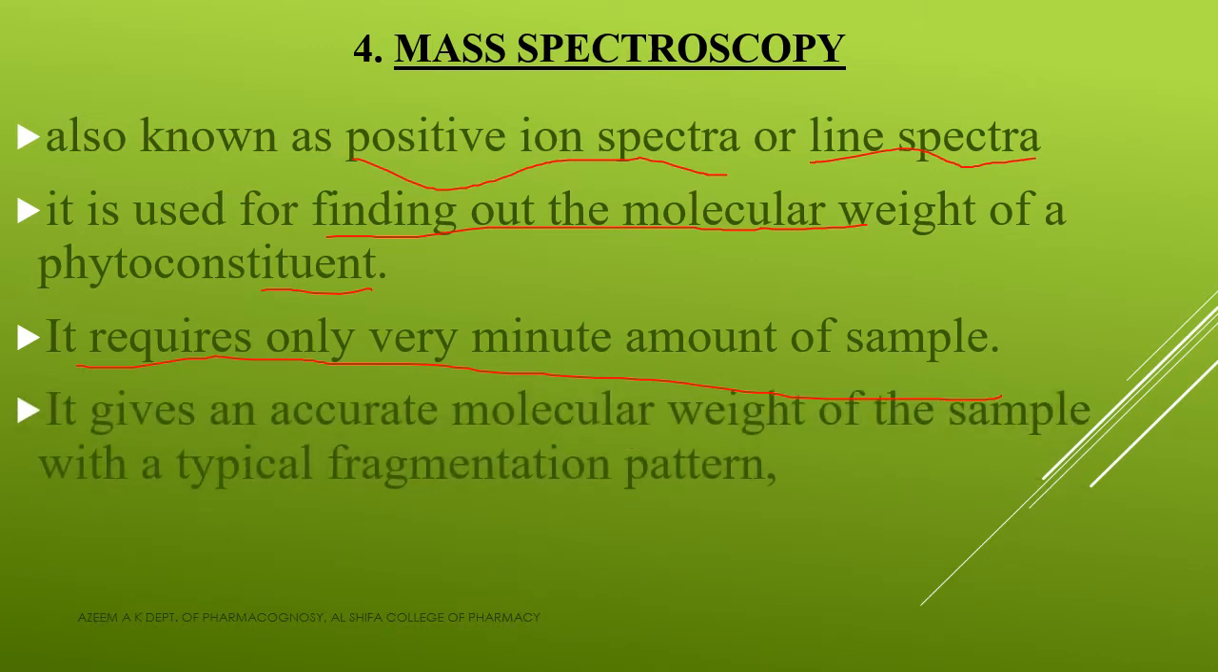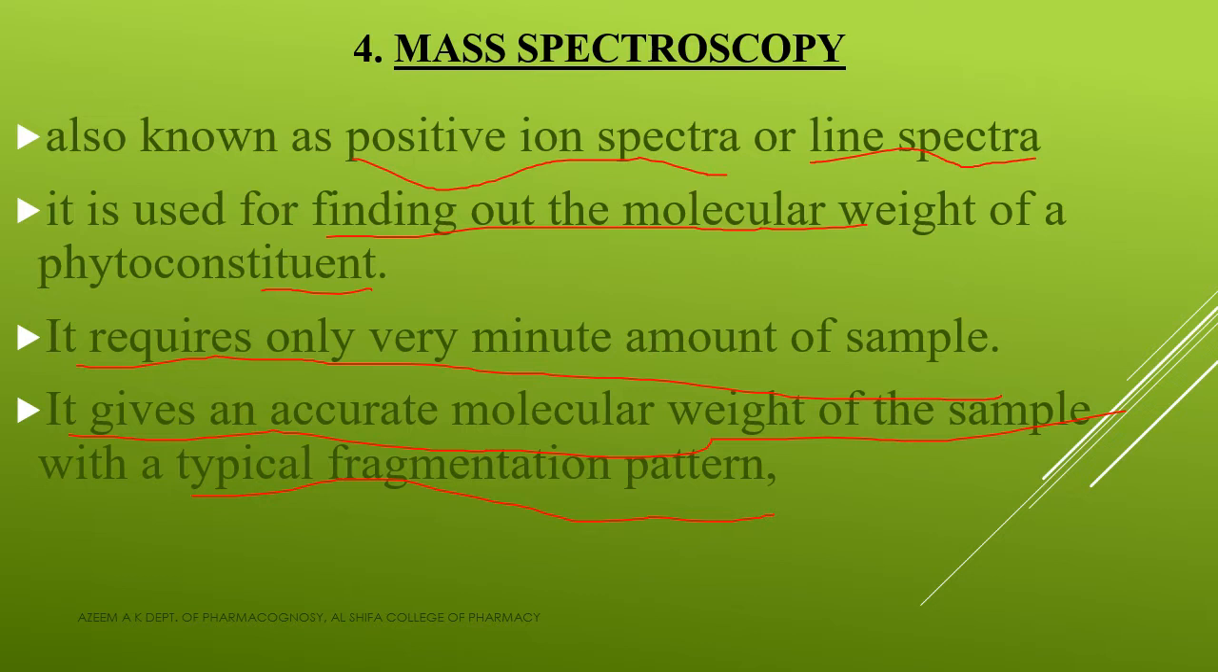Clear? Now regarding the next point, mass spectroscopy gives an accurate molecular weight of the sample, and also it gives a typical fragmentation pattern of the molecule. Here we are studying various spectral techniques mainly for the purpose of finding out the structure of a particular compound. For knowing the structure of a compound, we also require the molecular weight of the sample. So mass spectroscopy gives an accurate molecular weight of a sample with a typical fragmentation pattern also.